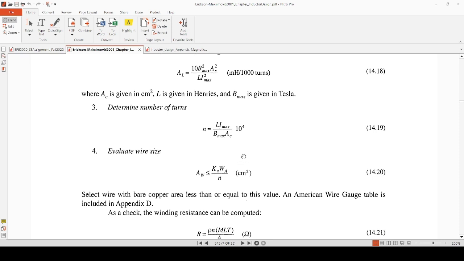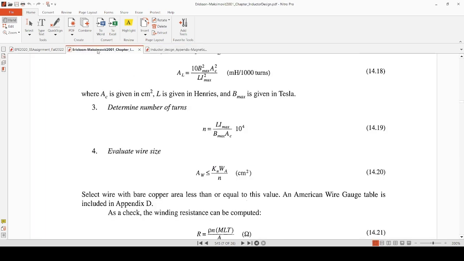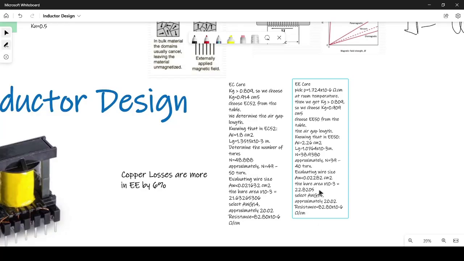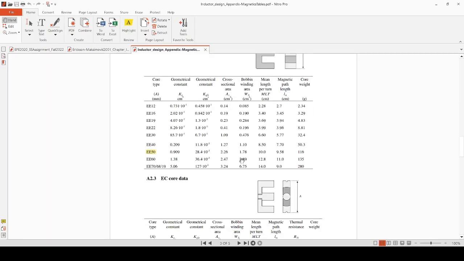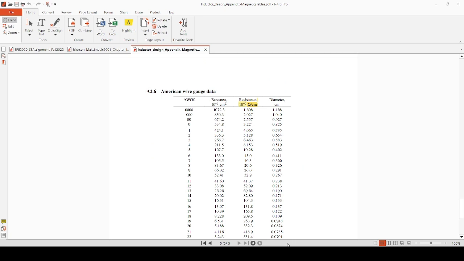We have the number of turns, about 40. We have Ku is 0.5. We don't know what this is. This is WA. We can look for it here. And this is a winding area, 1.78. Substitute in this equation or this formula and get 0.02282. Look for a lower value in the American wire gauge.